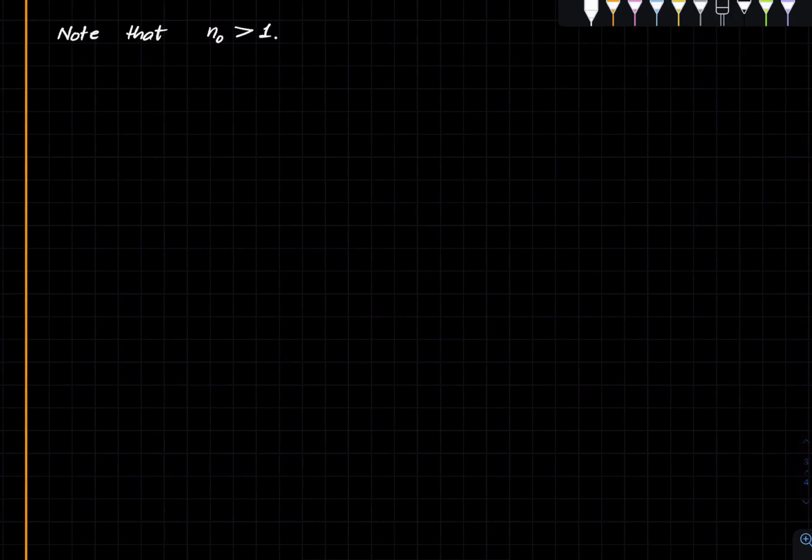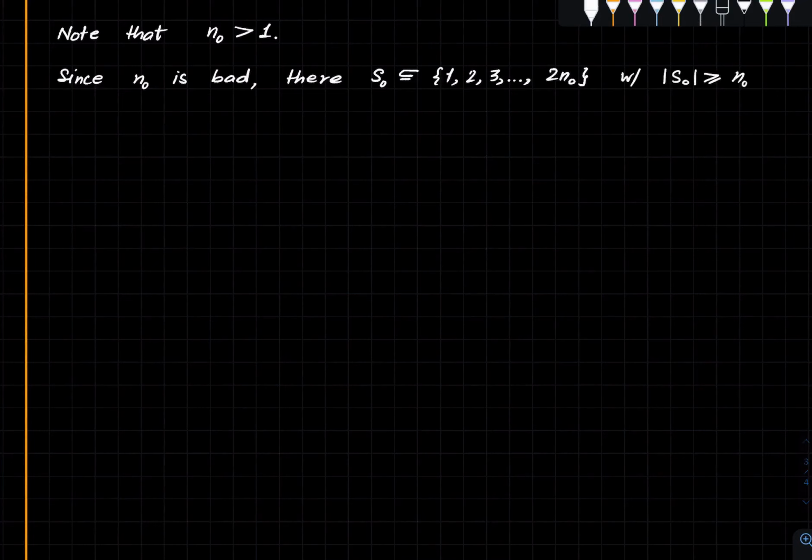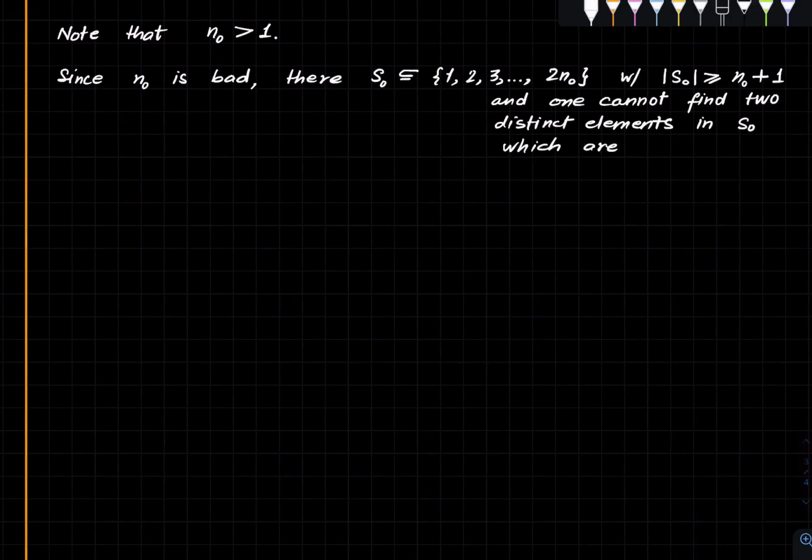Okay, and now since n naught is bad, there is a counterexample to the proposition for this particular value of n. So there is some S naught contained in the first 2 n naught integers whose size is at least n naught plus 1. And one cannot find two distinct elements in S naught which are relatively prime.